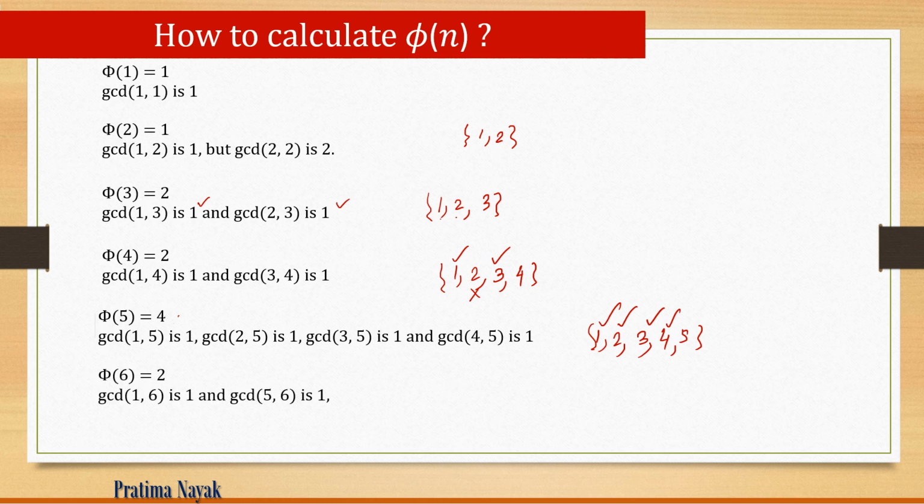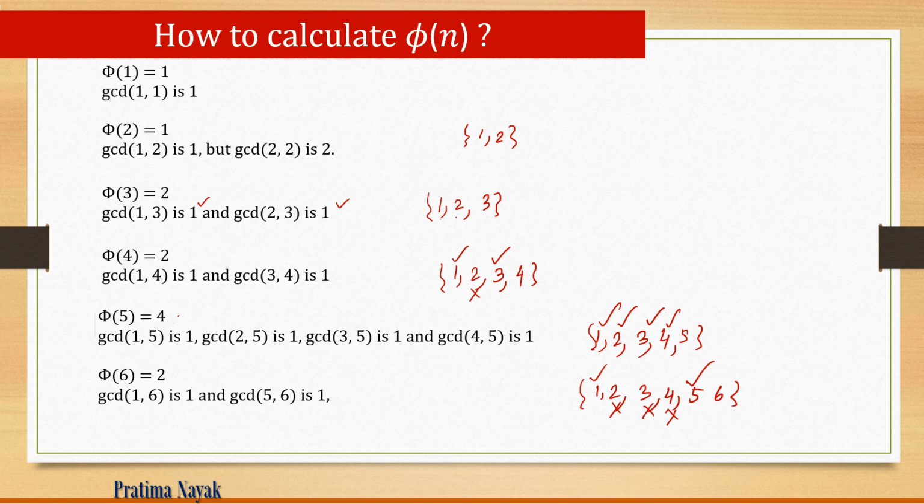Next is phi of 6. We take 1, 2, 3, 4, 5, 6. So for 1 and 6, the GCD is 1, yes. For 2 and 6, the GCD is not 1, so it is not counted. 3 and 6, the GCD is not 1, not counted. 4 and 6, not counted. But 5 and 6 are counted. So phi of 6 is 2.